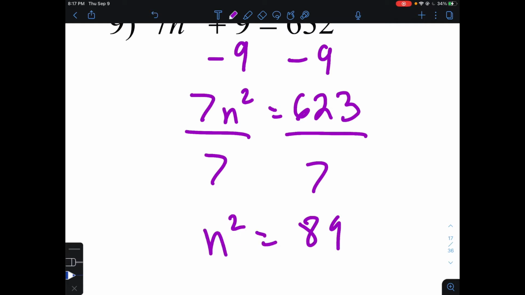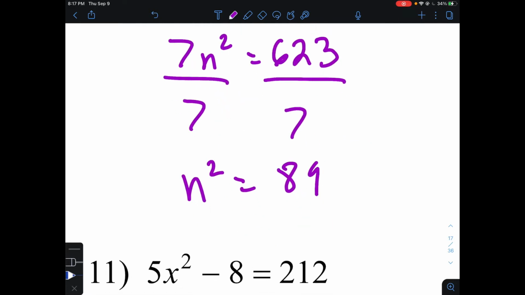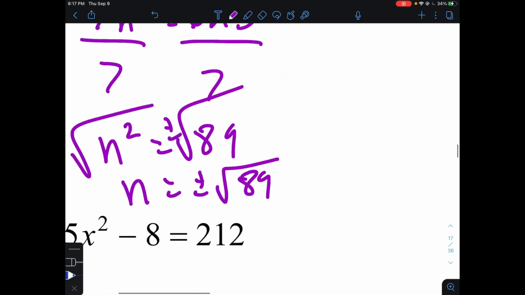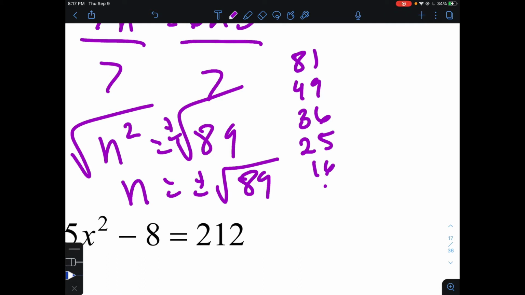All right. So then we see if there are any perfect squares that go into 89. We would do plus minus. We get n is plus minus root 89. Then we could check our numbers out. We'd want to check 81, 49, 36, 25, 16, 9, and 4. Again, spoiler alert, none of these go into there.